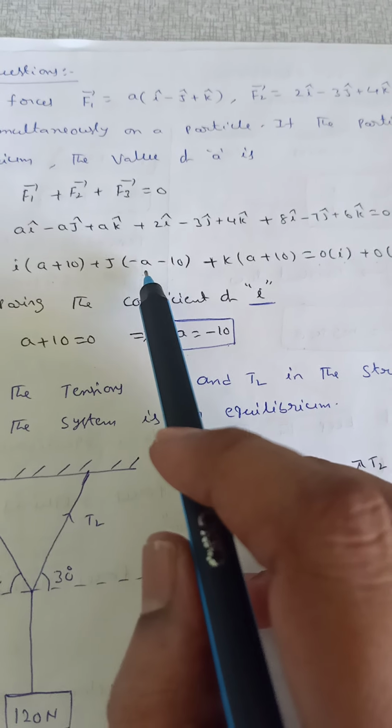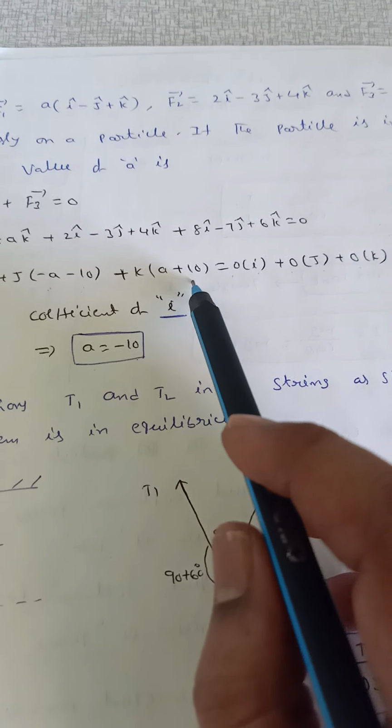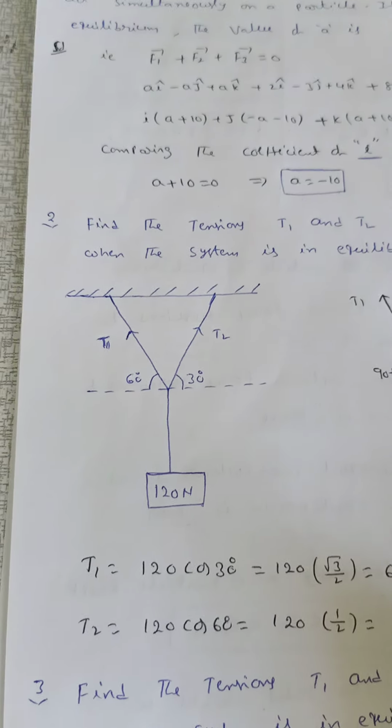Suppose the J coefficient is given: minus A minus 10 is equal to 0, so A is equal to minus 10. If the K coefficient is given: A plus 10 is equal to 0, or A is equal to minus 10.